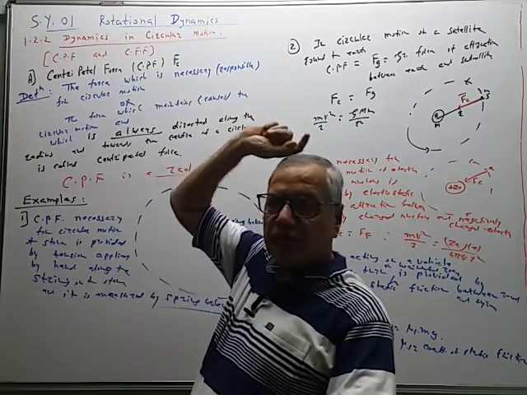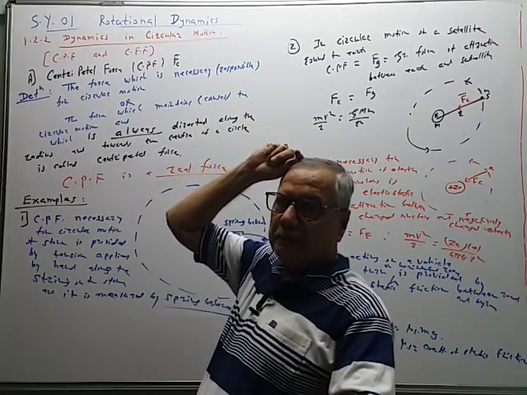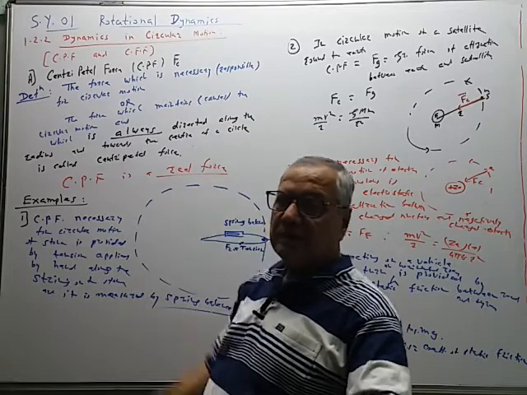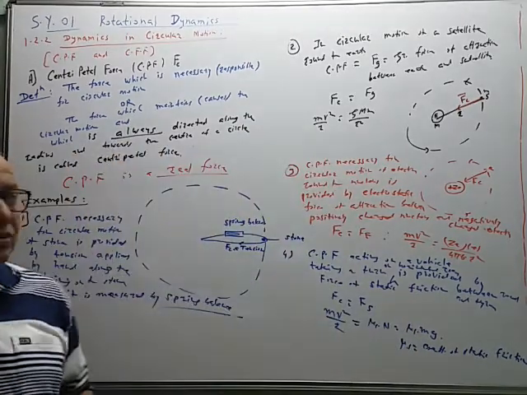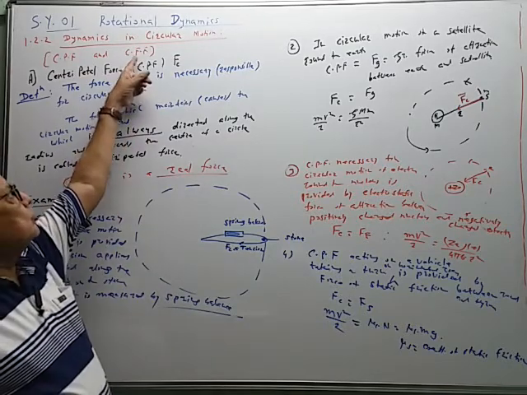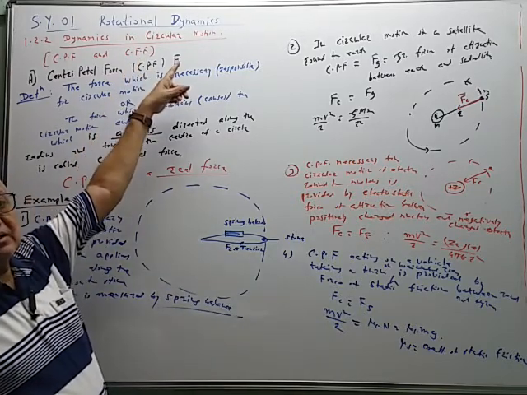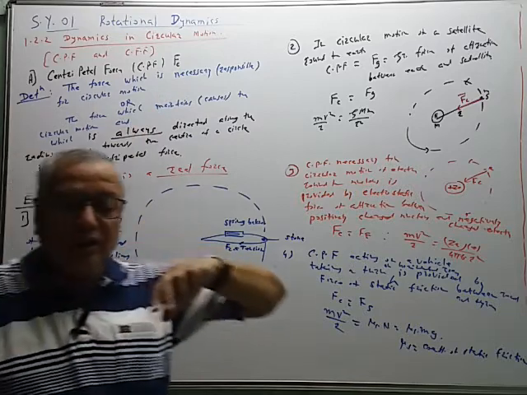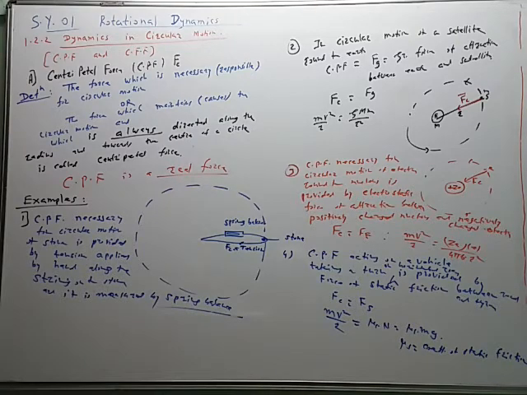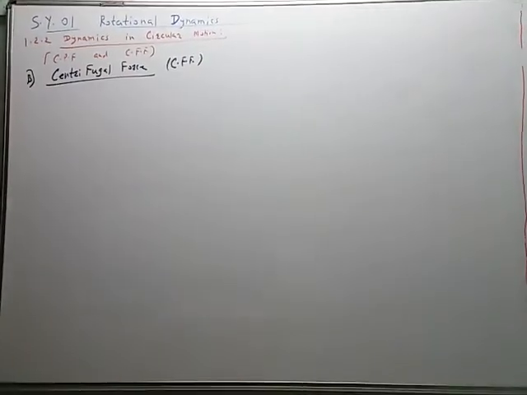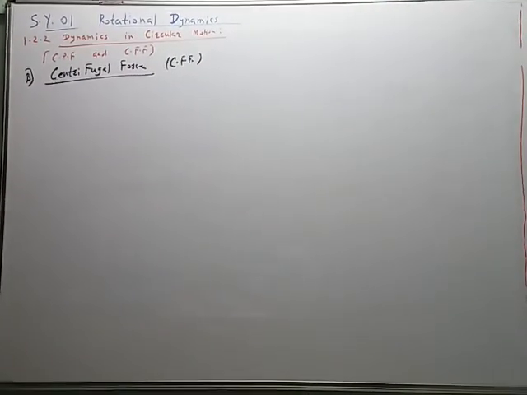It is not a real force because it cannot be measured directly. Indirectly you can measure it. So now we are going to see the second type of force in circular motion, that is the centrifugal force. So let us see this second force, the centrifugal force.